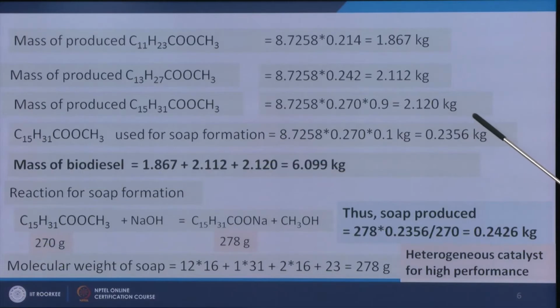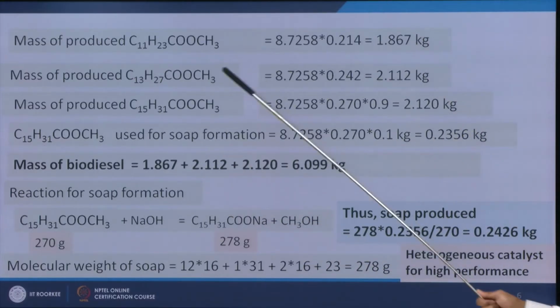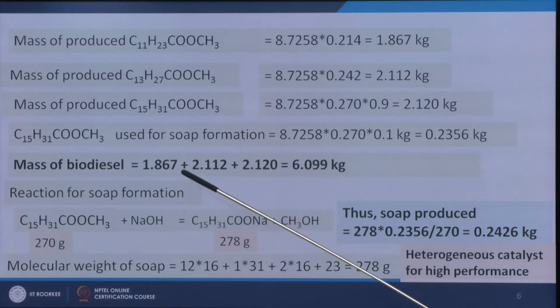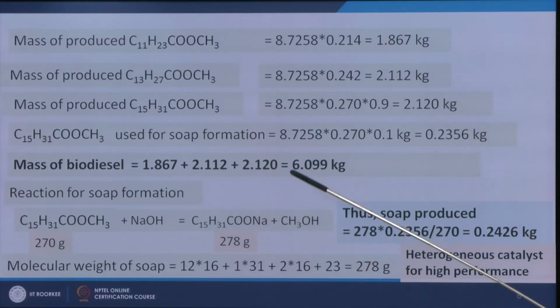So, 2.120 kg we got of the methyl esters of palmitic acid, and then what is the amount of this methyl ester of palmitic acid that has been used for the soap formation? That is equal to this into 0.270 into 0.1 kg, that is 10% of it. So, 0.2356 kg. Then mass of biodiesel equal to how much? Mass of this plus mass of this plus mass of this. So, we are getting 1.867 plus 2.112 plus 2.120, that is equal to 6.099 kg.